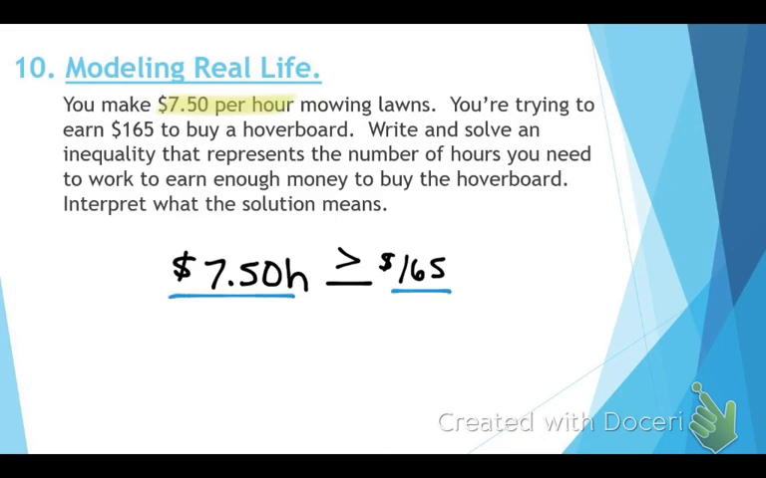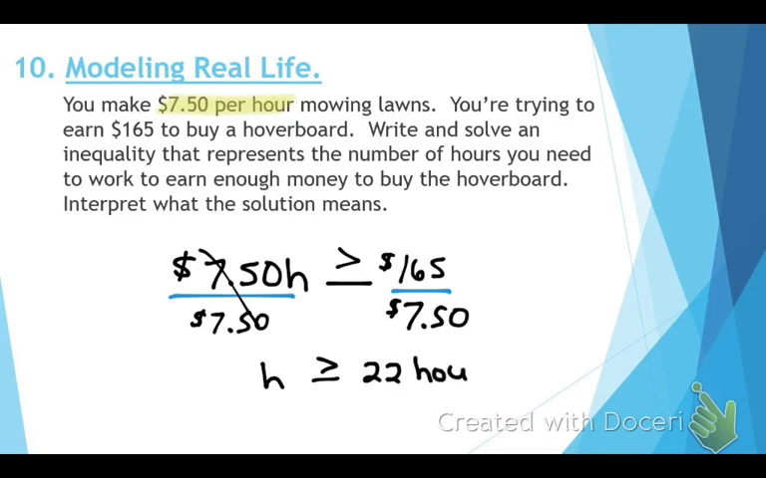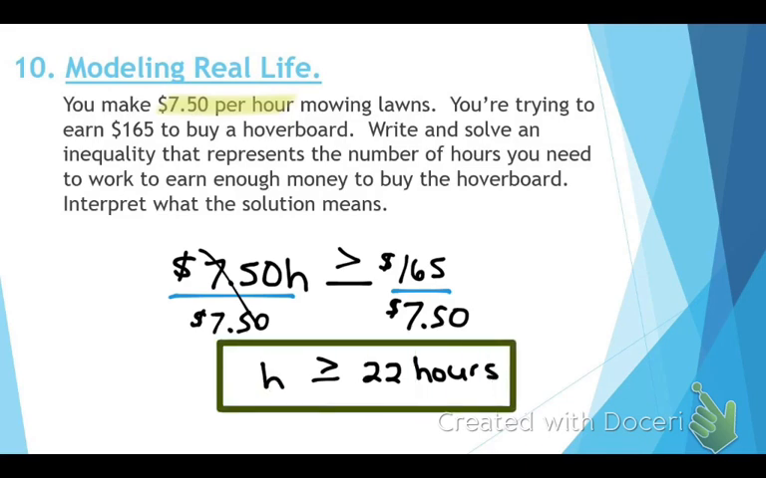On the quiz yesterday, I have a ton of people who are trying to add or subtract that 7.50. Guys, you've got to divide by 7.50 on both sides in order to get rid of that. The answer is what? 22 hours. Can someone explain to me what in the world H is greater than or equal to 22 hours means? Matthew. I like it. You must work at least 22 hours in order to buy it.